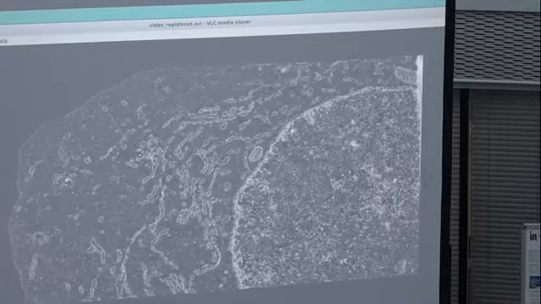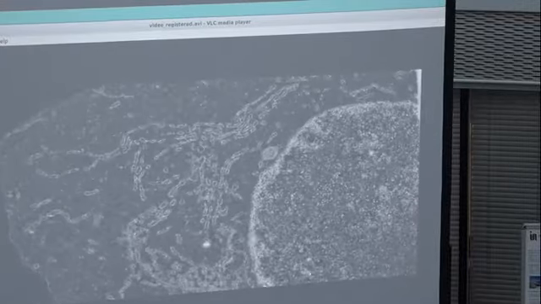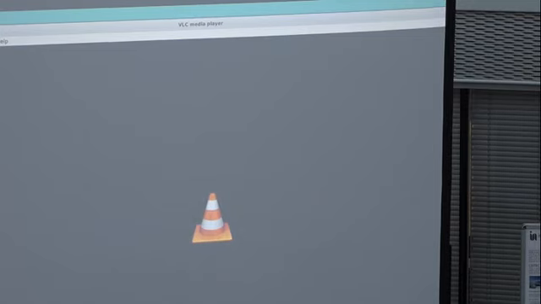Still bearing in mind that the level of information we obtain is limited to the ultrastructure, actually.